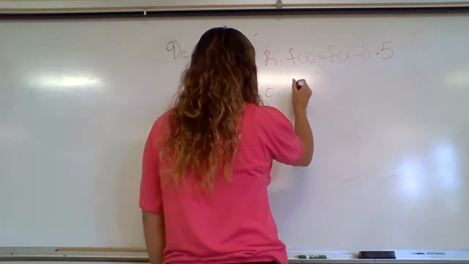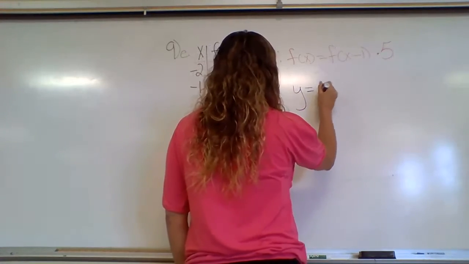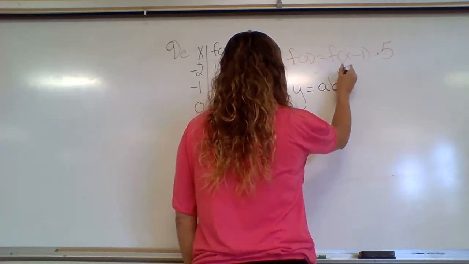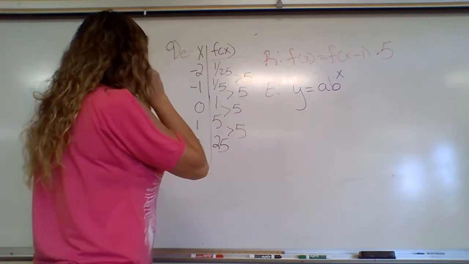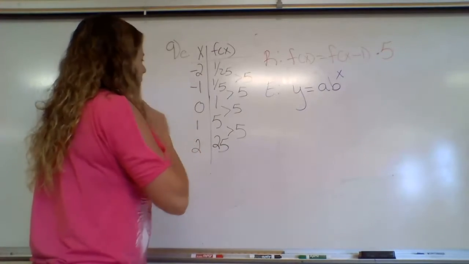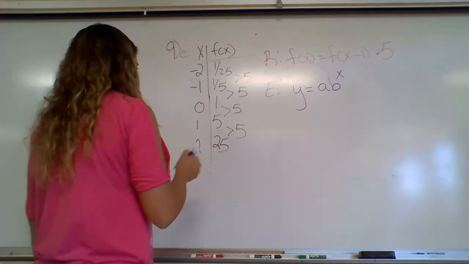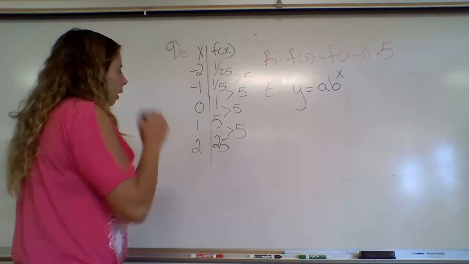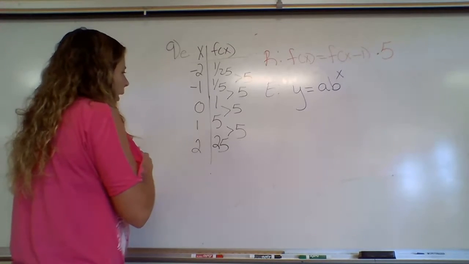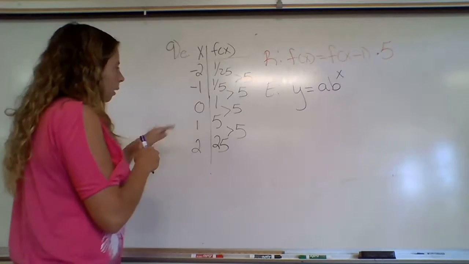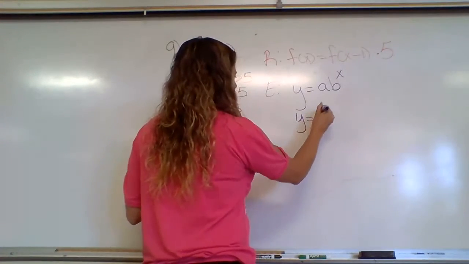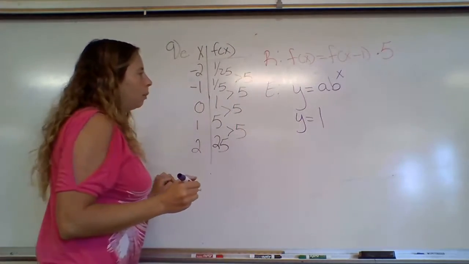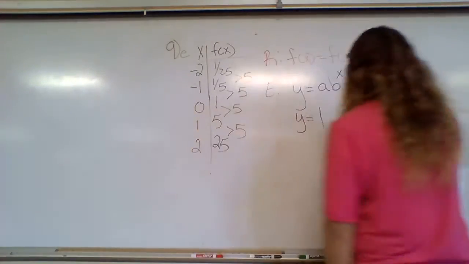So for exponential, you should think of y equals a times b to the x. In class today, we talked about how to use the first term or the 0th term, which is the y-intercept. So if you use the y-intercept, when x equals 0, what is y? It's 1. So y equals 1. And then what are you multiplying by? What's your ratio? It's 5.